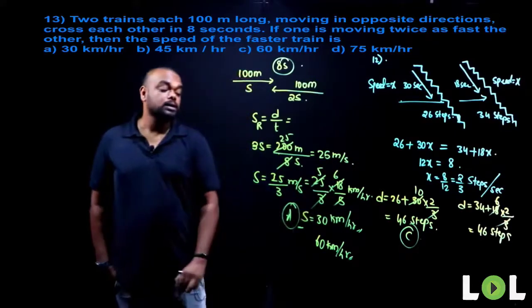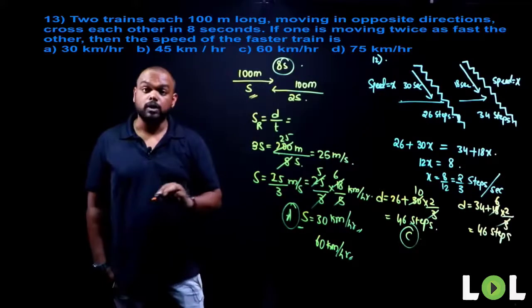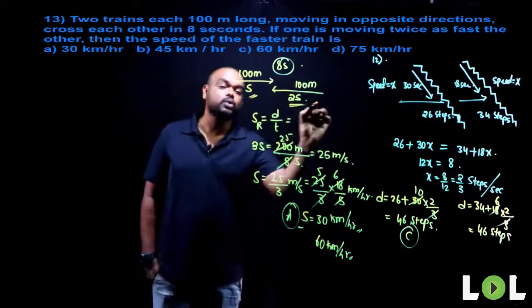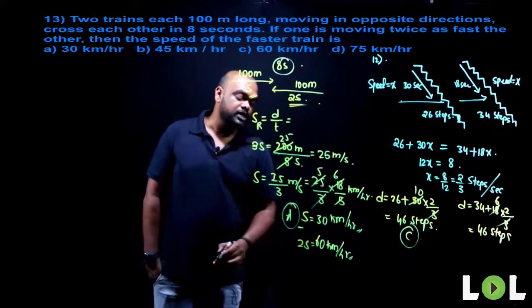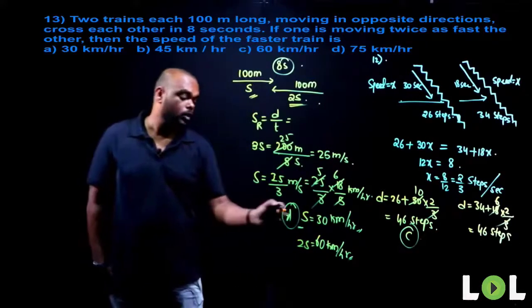That is what? Yes, the slow train. But I want the speed of the faster train. That is 2s. So s is 30, then what will be 2s? 2s equal to 60 kilometer per hour. So what is the option? Option C, guys.